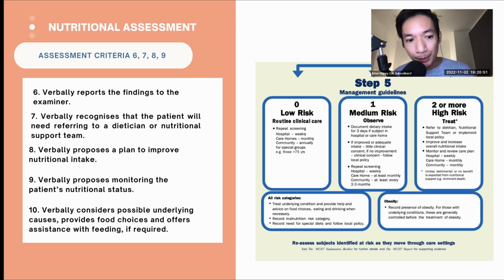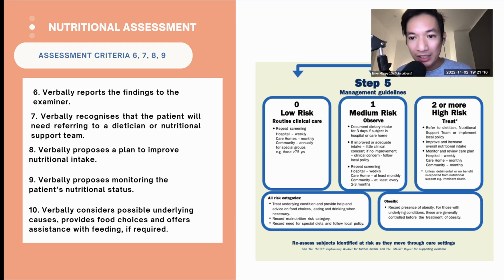And verbally proposes monitoring the patient's nutritional status, okay? As you can see on step number 5, it will tell us the monitoring frequency. So for low risk or 0, it says here, repeat screening: if you're in the hospital weekly, care home monthly, community annually for special groups, for example those more than 75.